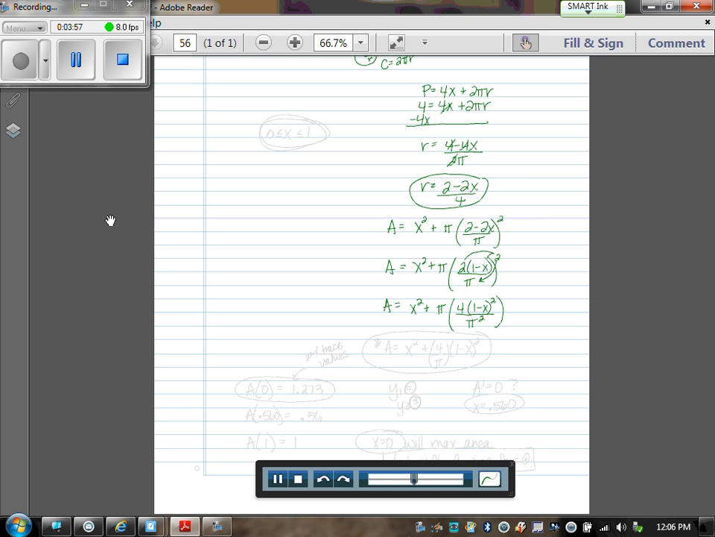From there, I can reduce this pi and one of these pi's. I have then x squared plus 4 over pi times 1 minus x squared as my new area formula. You could try and FOIL out the 1 minus x, but I'm going to stop there and put that into my calculator. This is the equation that I want to optimize so that I can find the maximum area.